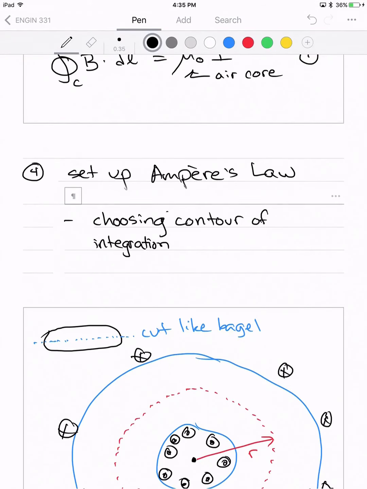And welcome back. This is part 2 of problem P5-15.